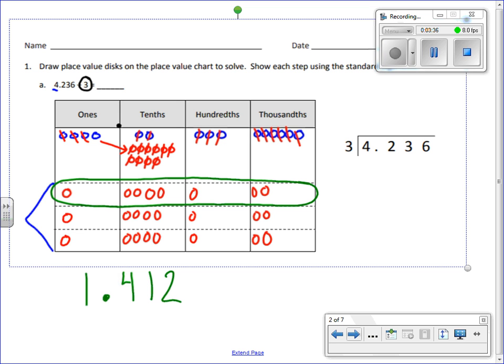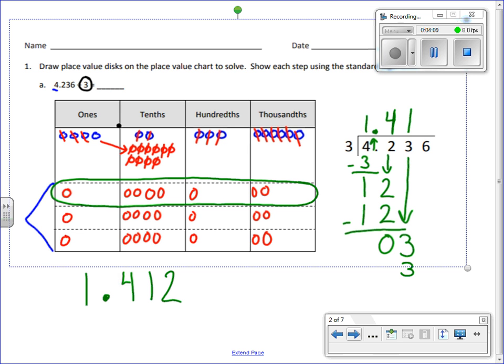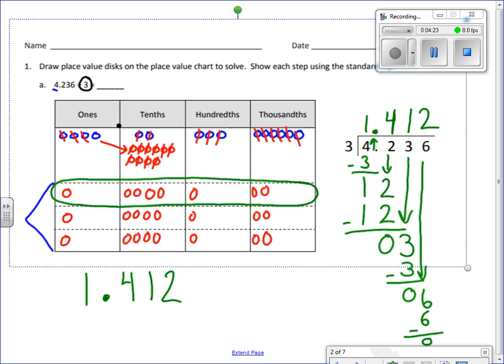Second way we can do it is using the standard algorithm. 3 goes into 4 once. We have 3, subtract, bring down. Remember to put your decimal point. Same place, does not move. 3 goes into 12 4 times. 4 times 3 is 12. Subtract, bring down. 3 goes into 3 once. 3 times 1 is 3. Subtract, bring down. 3 goes into 6 twice, which is 6, which leaves us, when we subtract, with nothing. Same answer, 2 different ways that we can do it.